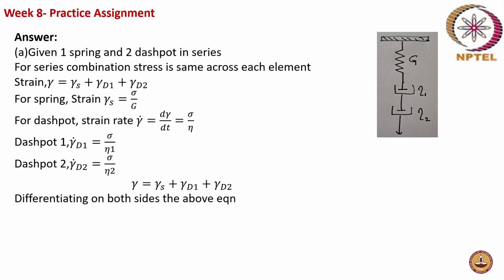Now, if you differentiate on both sides, we get dγ/dt is equal to dγs/dt plus dγd1/dt plus dγd2/dt. Why are we actually differentiating? We are trying to incorporate strain rate, because we have more information on the strain rate of dashpots than on strain as such.